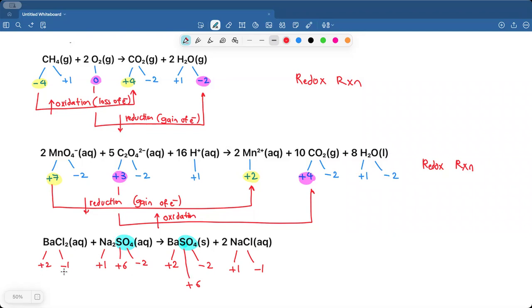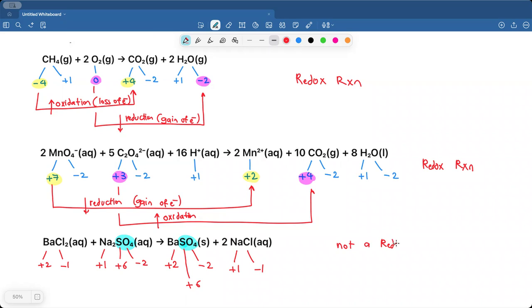Now if you look at all the numbers, Ba was +2 and it's still the same. Cl- was -1 and it's still the same. Na was +1 and it's still the same. Sulfur was +6, it's still the same. And oxygen was -2 and still is the same number. So no oxidation numbers going up or down. That means this is not a redox reaction.